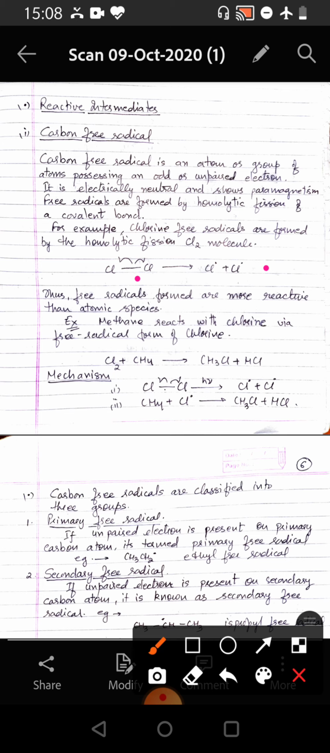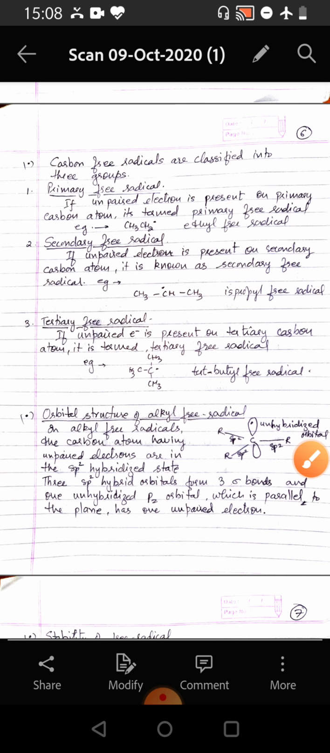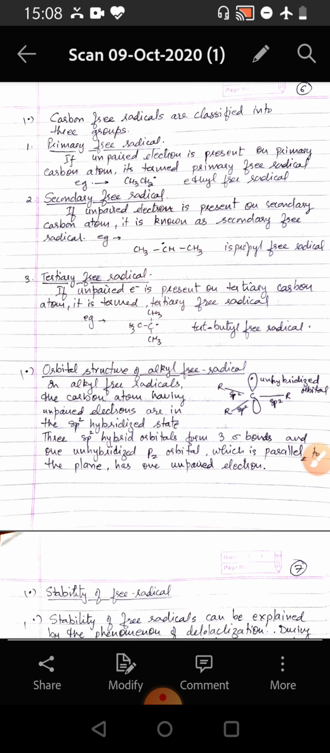Thus, free radicals formed are more reactive than atomic species. If we take the example of methane reacting with chlorine, then we see that in the first reaction, chlorine splits to give chlorine free radical, and then this chlorine free radical reacts with methane, giving rise to CH3Cl and HCl. The carbon free radicals are classified into three groups. Primary free radical. If unpaired electron is present on the primary carbon atom, it is termed as primary free radical. For example, ethyl free radical.